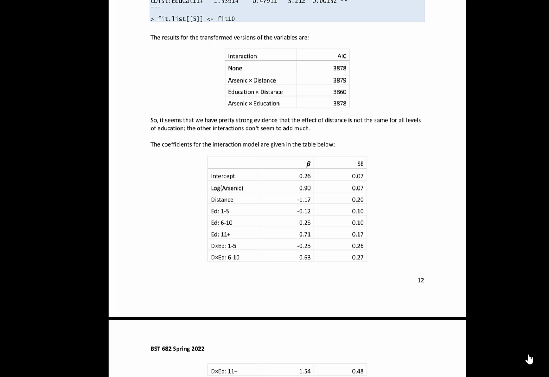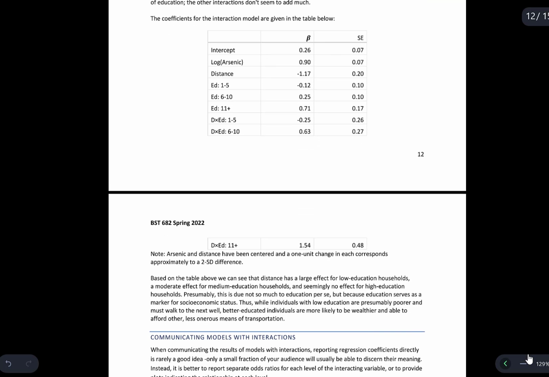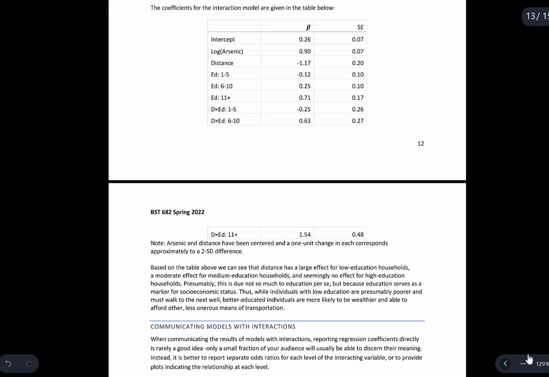The coefficients for the interaction model are given here in this table. One thing to note is that arsenic and distance have been centered, and a 1 unit change in each corresponds to approximately a 2 standard deviation difference. This is one thing you always want to keep in mind if you are standardizing. Remember, that is going to change your interpretation. Based on this table, we can see that the distance has a large effect for low education households, a moderate effect for medium education households, and seemingly no effect for high education households.